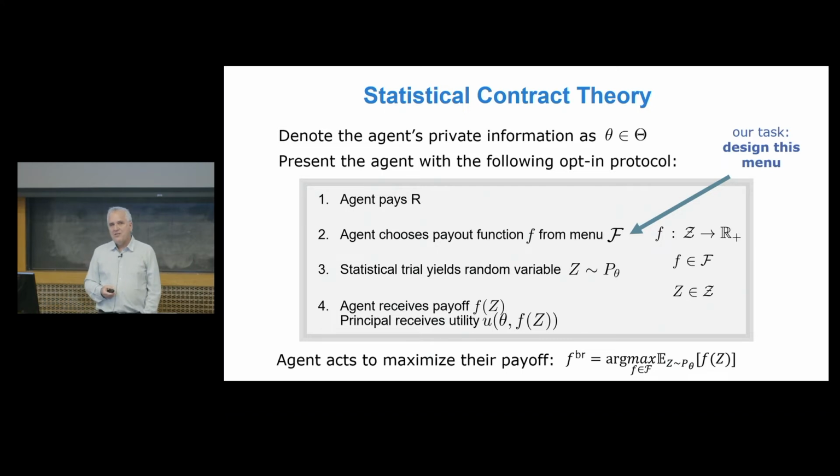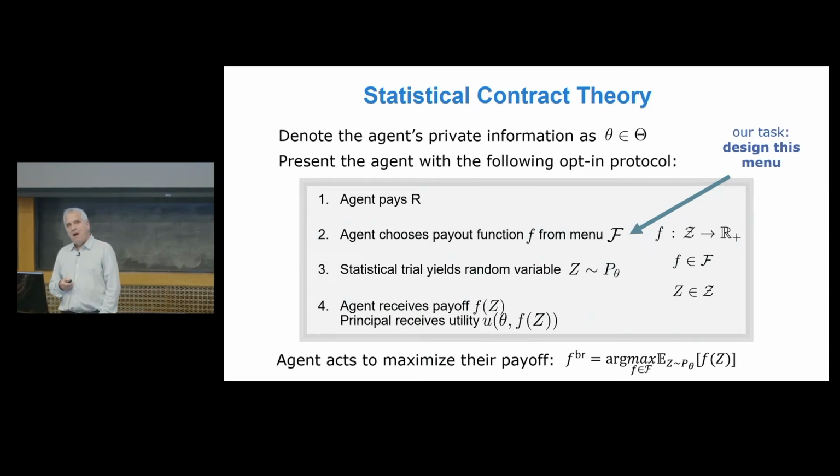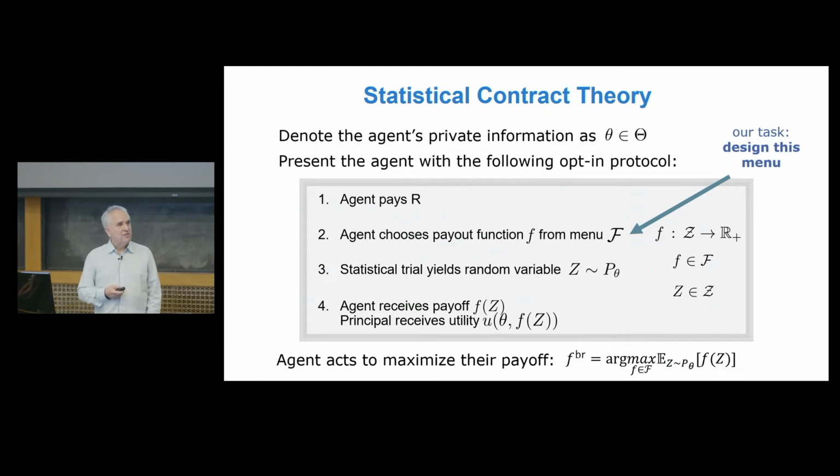The private information is denoted as theta, and you give each of these mini agents an opt-in protocol. They can either not do this at all, or if they opt in, they first of all pay R dollars. And then secondly, they choose a payout function from a menu. So this is like business class, economy class. There's a set of options, and they pick one of those options. They're going to pay a certain amount of money, and they're going to get a certain amount of money back. Our task is, as in usual contract theory, to design that menu.